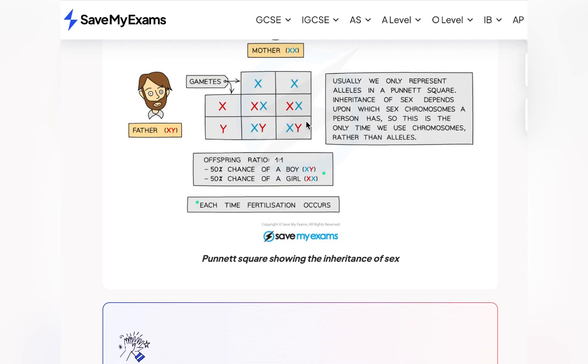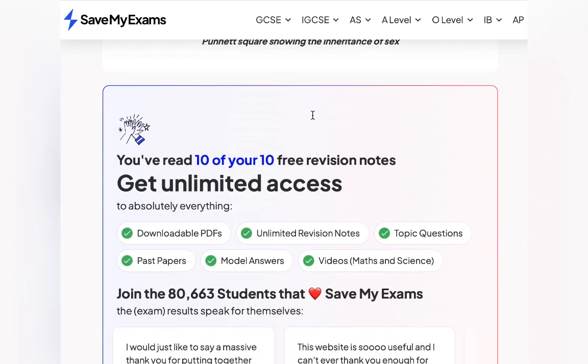We usually use a Punnett square to represent alleles. Alleles are the different versions of a gene, more specifically. So inheritance of sex depends upon which sex chromosomes a person has. This is the only time we use chromosomes rather than alleles, when we are doing this Punnett square. Okay, so this is for this section.